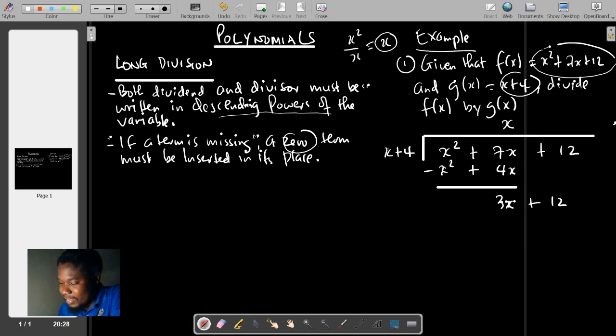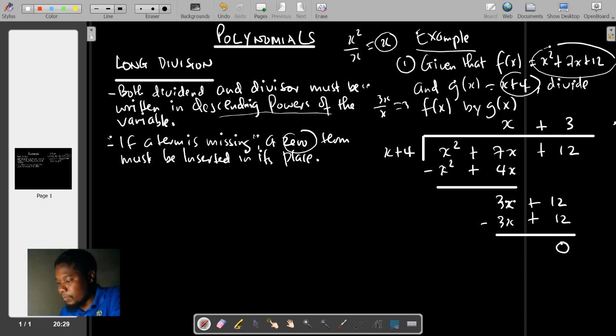So you take the x again into 3x. That means you're doing 3x divided by x. What you get is a 3, which is a constant. So make sure you write that answer where the constant is in the dividend. You put it there, 3. And then 3 times x is 3x, and 3 times 4 is plus 12. Then you subtract, and what you end up getting is a 0. You put a 0 there.